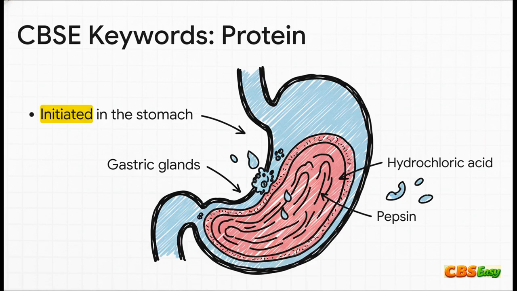For full marks, you have to mention that protein digestion is initiated in the stomach. The glands doing the work? Gastric glands. What activates the key enzyme? The acidic medium created by hydrochloric acid. The enzyme itself? It's pepsin.